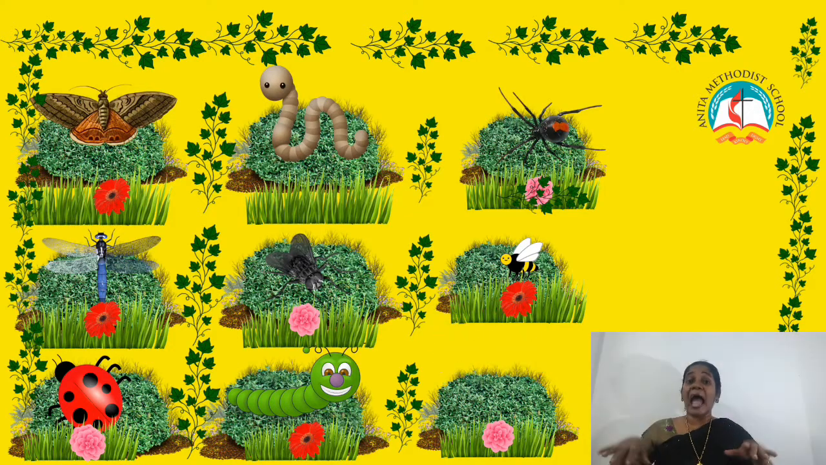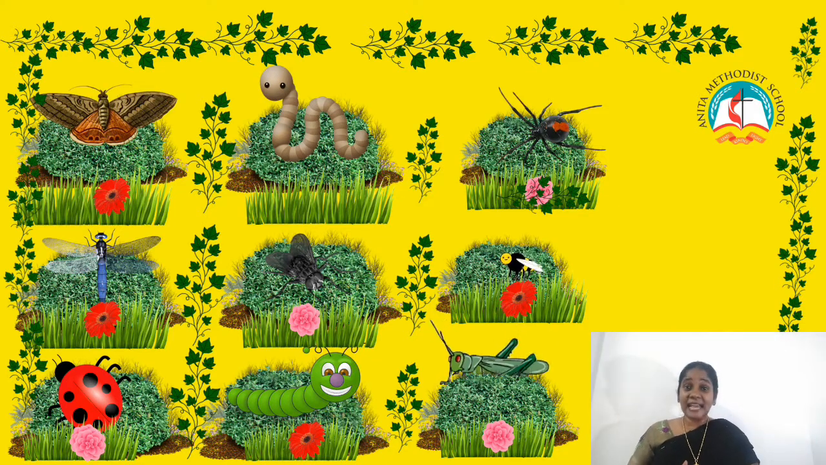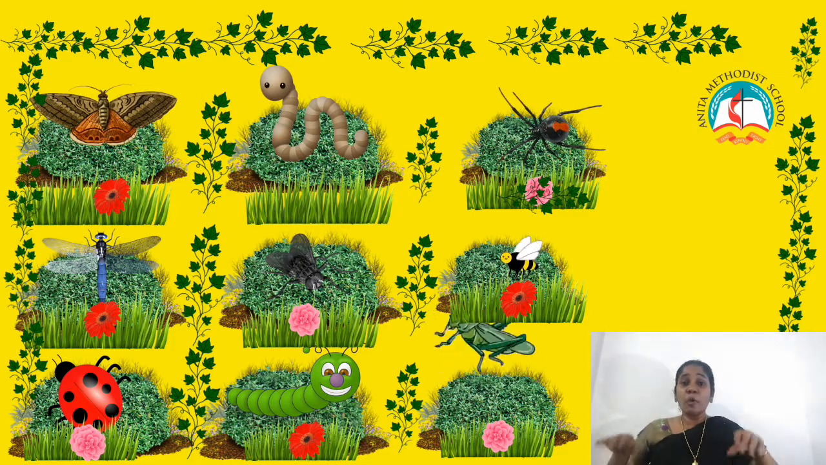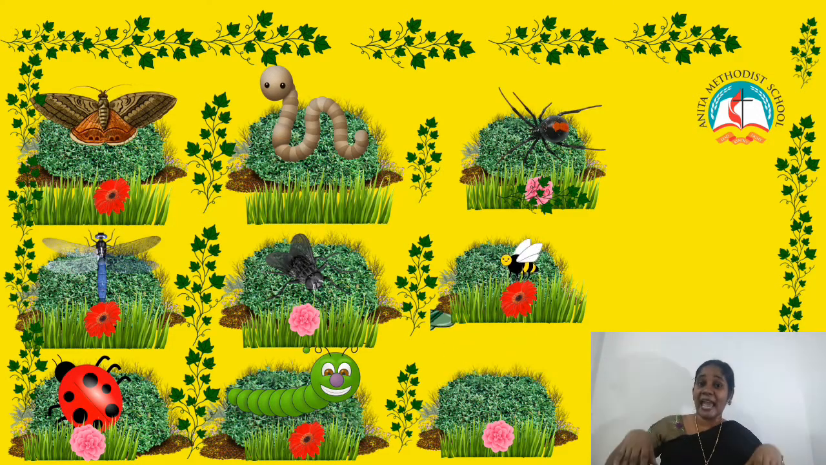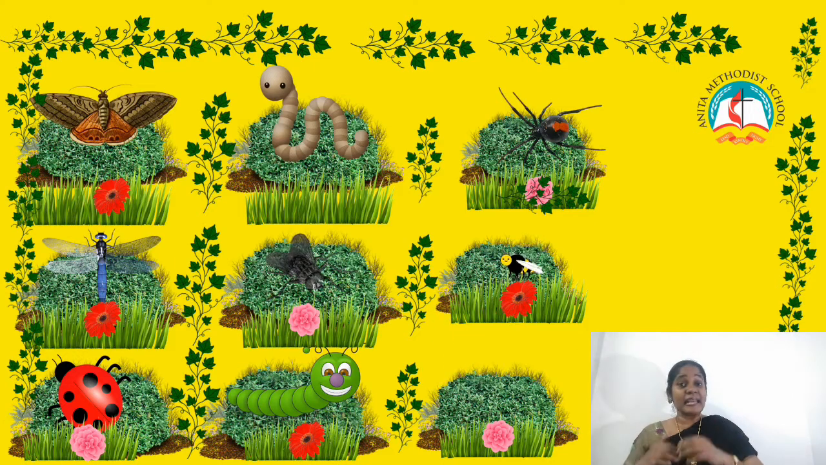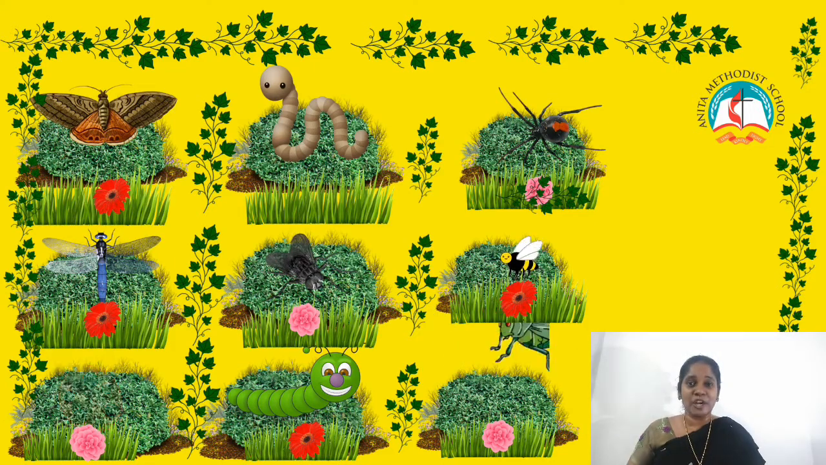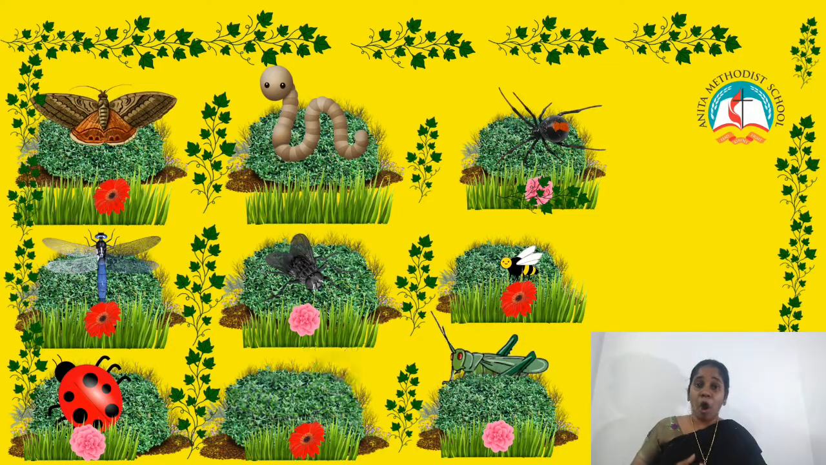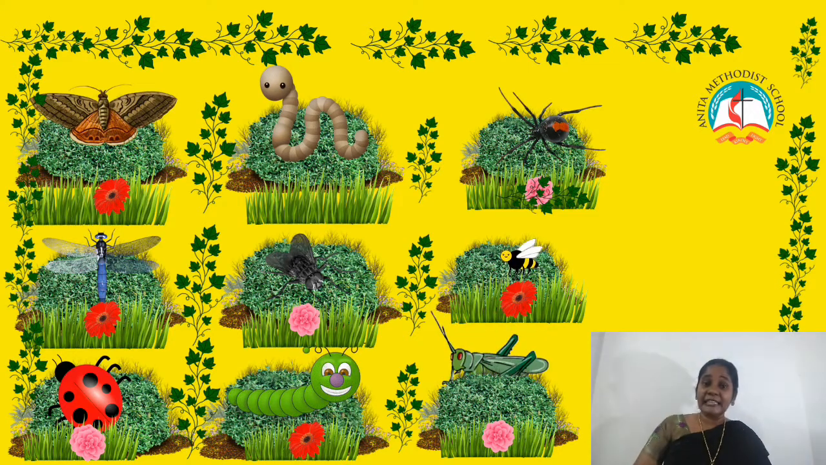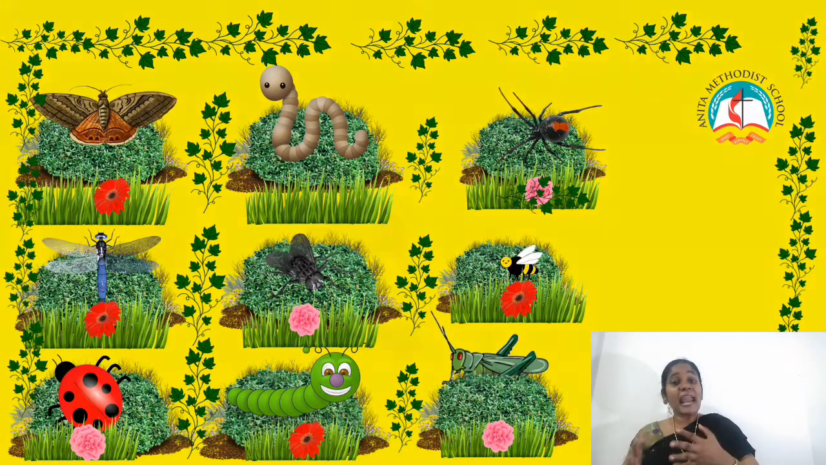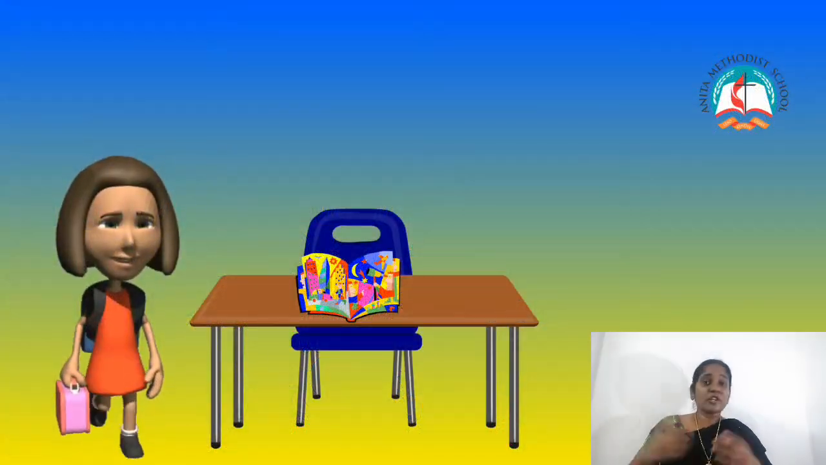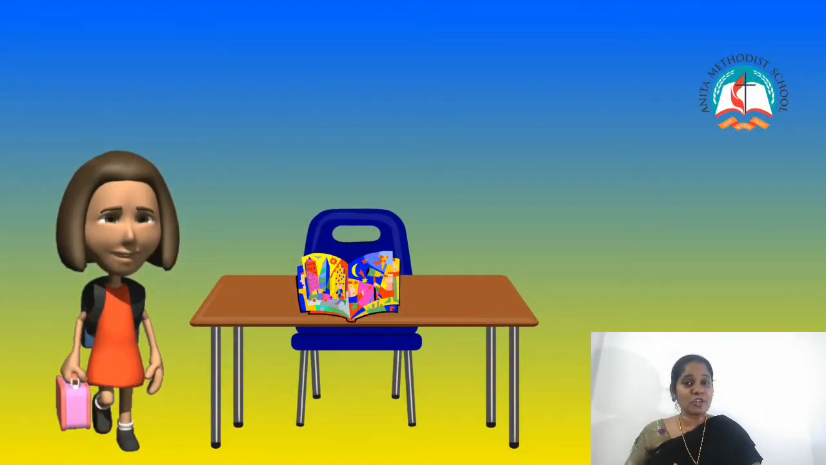Certain insects will have wings. Certain insects may not have wings. Certain insects will have antennas. Certain insects may not have antennas, children. Children, can you see the bee and the butterfly have wings and antennas so they can fly? And certain insects can crawl and creep, children. These are some of the differences and similarities about insects, children. Okay, shall we all move into the story time, children?